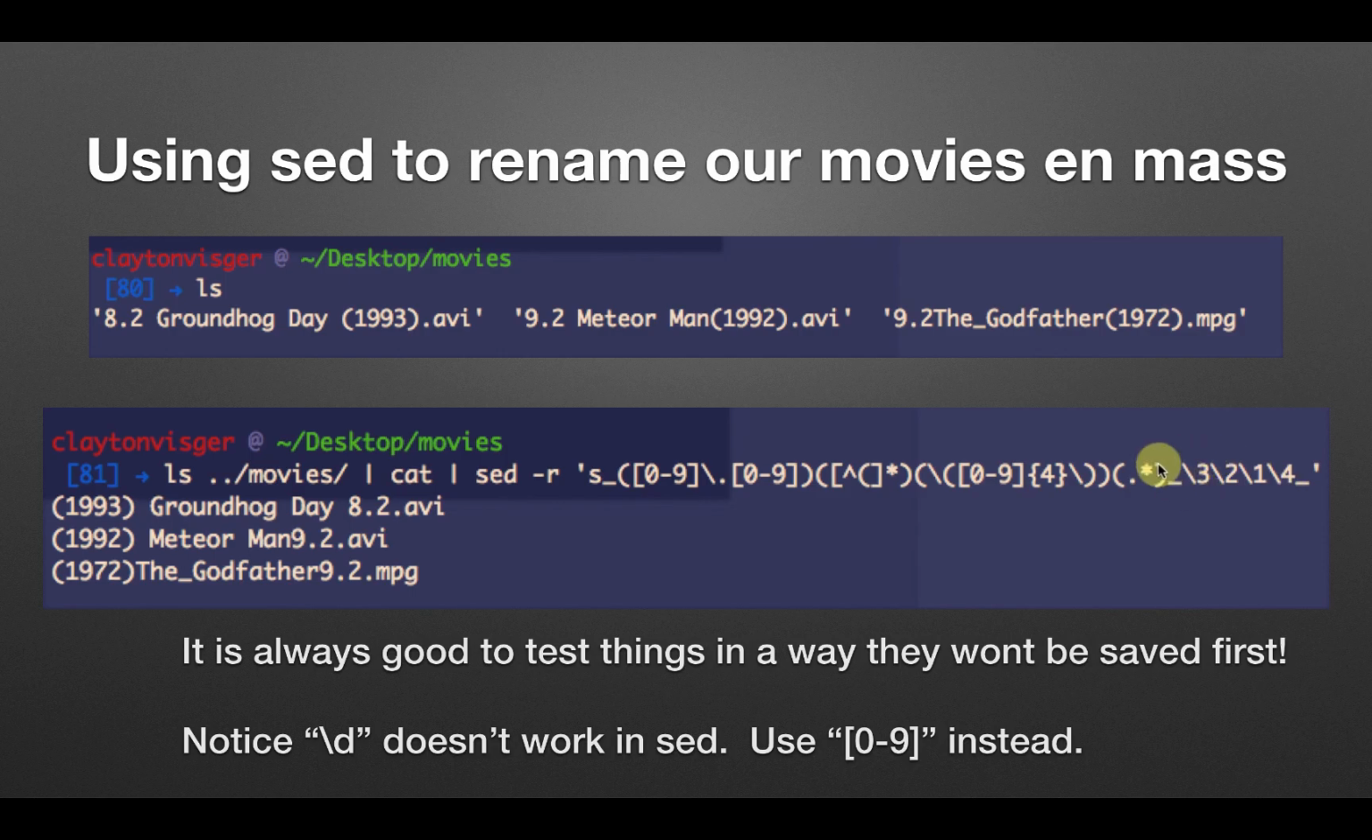We're just flipping the 1 and the 3 groups because we want to move the 9.2 to where the 1992 is and vice versa. And so here, I'm just doing that by itself because we're just manipulating the output of ls. So we're just seeing the output here. We haven't done anything to the files. This is just a good way to see if it's working without being saved. You don't want to accidentally erase everything.